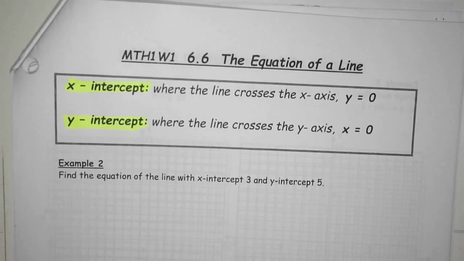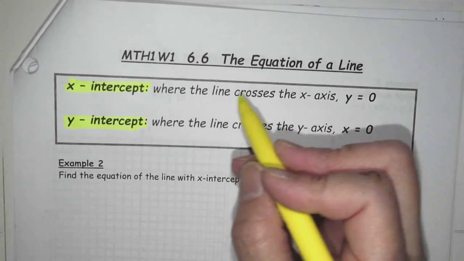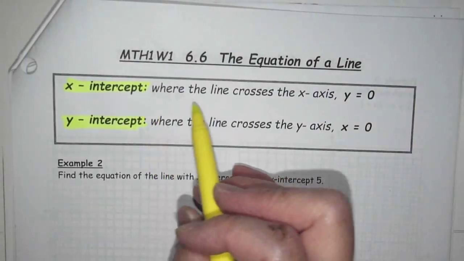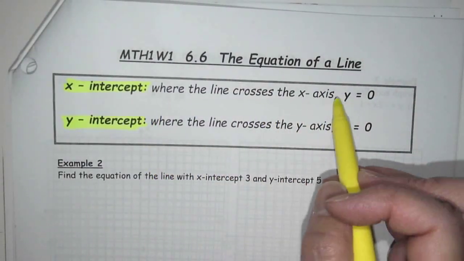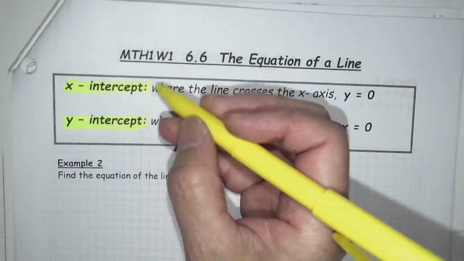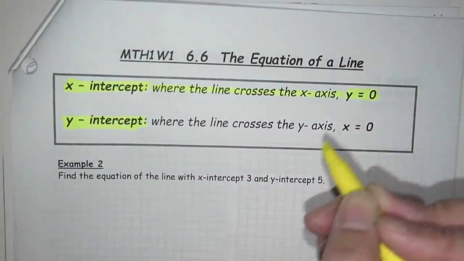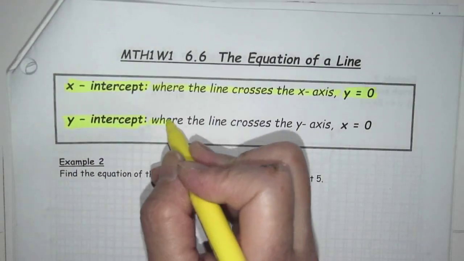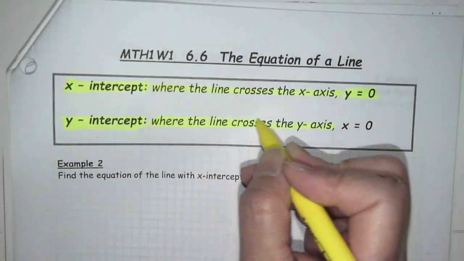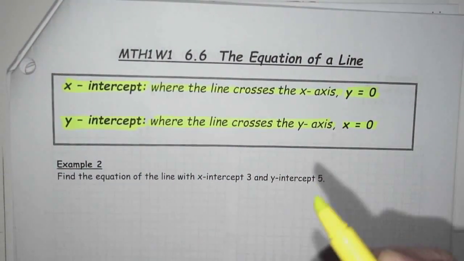Even in the grade 12 course when I teach that, we still use x-intercept and y-intercept all the time. So the x-intercept is where the line crosses the x-axis. It's when y equals 0. The y-intercept is where the line crosses the y-axis, which is when x equals 0.